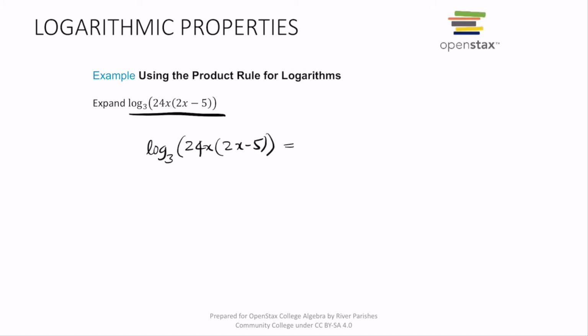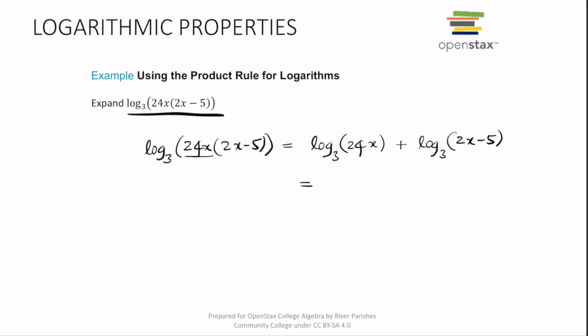So we can split it into log m plus log n. Notice that 24x can be split into one part. So log base 3 of 24x plus log base 3 of 2x minus 5. Again, we can split log base 3 of 24x into two parts. We can write it as log base 3 of 24 plus log base 3 of x plus log base 3 of 2x minus 5.